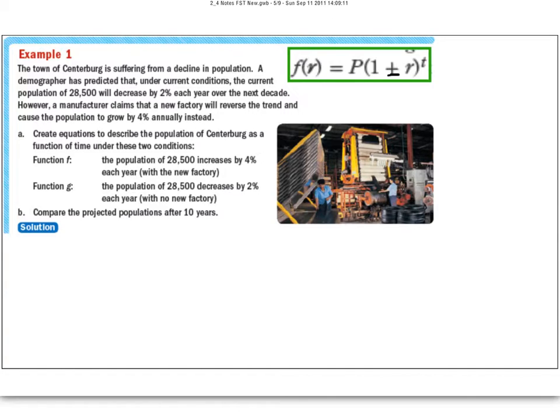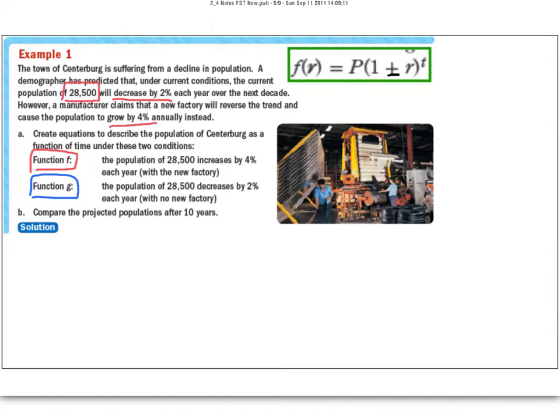Here's a scenario. The town of Centerburg is suffering from a decline in population. A demographer has predicted that under current conditions, the current population of 28,500 will decrease by 2% each year over the next decade. However, a manufacturer claims that the new factory will reverse the trend and the population will grow by 4% annually instead. They want us to create two different equations. They want function f, where we have the initial population of 28,500 that increases by 4%, and then function g, where it decreases by 2%.